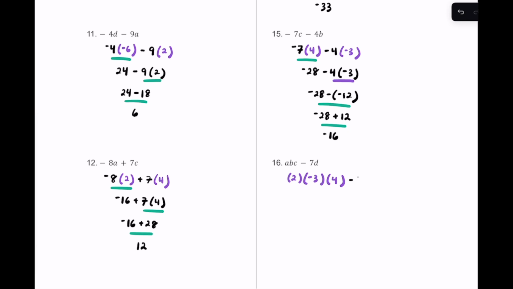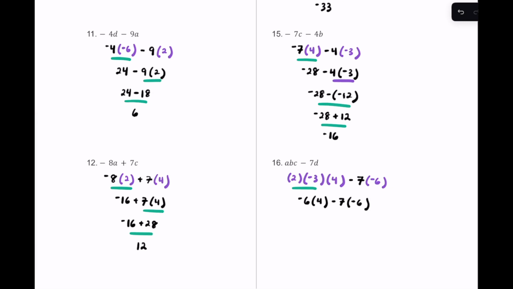And we're going to subtract 7 times whatever D is. Now D is equal to negative 6. So it's going to be another multiplication. Okay, so we have a bunch of multiplication problems here, and then one subtraction problem. Let's just go left to right with the multiplications. So 2 times negative 3 is going to be negative 6. So negative 6 times this positive 4 minus this 7 times the negative 6.